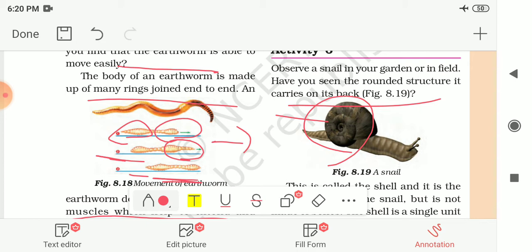The shell is a single unit and does not help in moving from place to place, and it has to be dragged along. It does not have any bones, and it also does not help in the movement. It is dragged along with the other body parts.